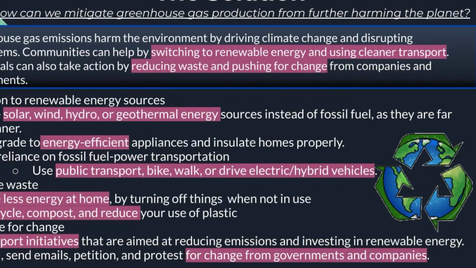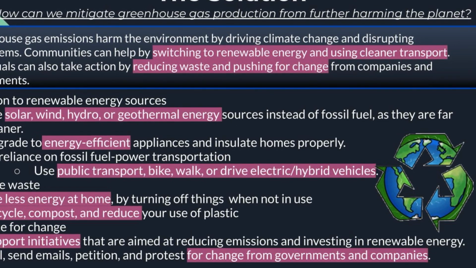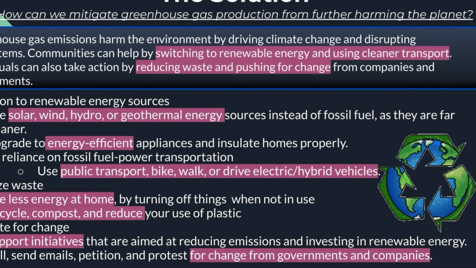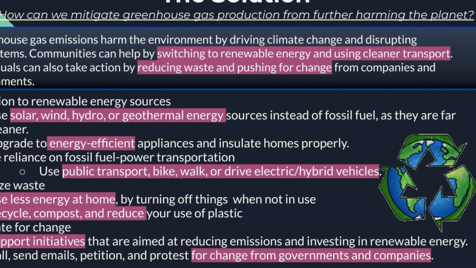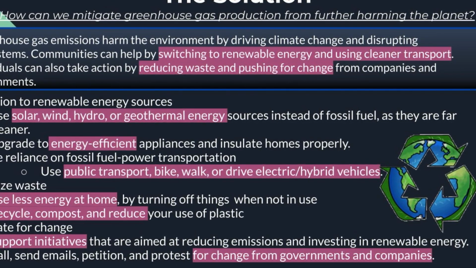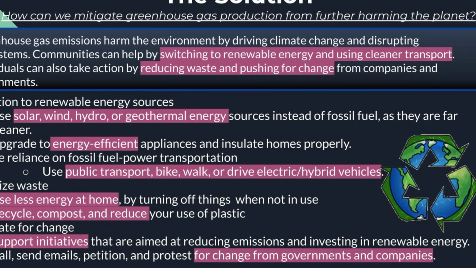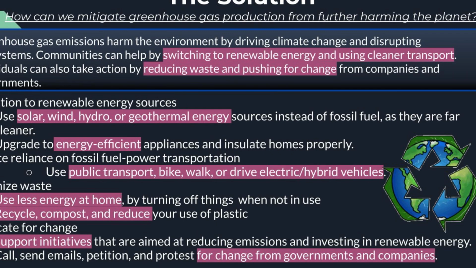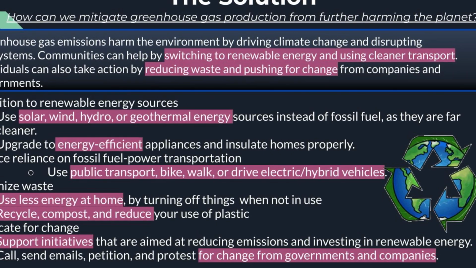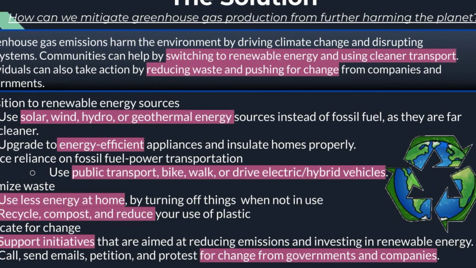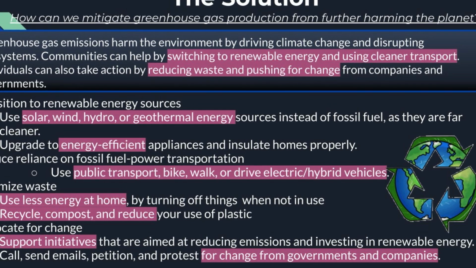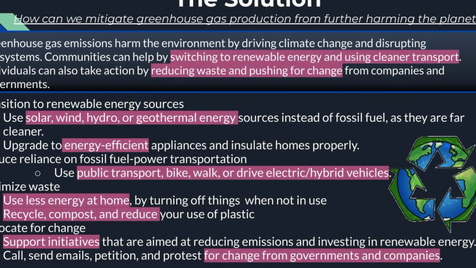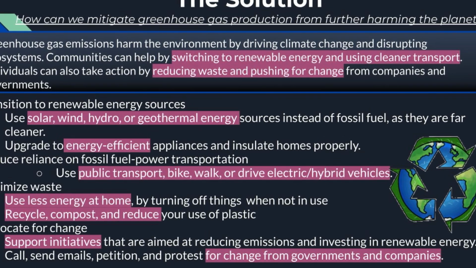Slide 5: The solution. To slow down climate change, we need to reduce the amount of greenhouse gases we release into the atmosphere. One major step is switching to clean, renewable energy sources like solar, wind, hydro, or geothermal instead of burning fossil fuels. Using energy-efficient appliances, improving insulation in homes, and turning off lights or electronics when not in use can also help.